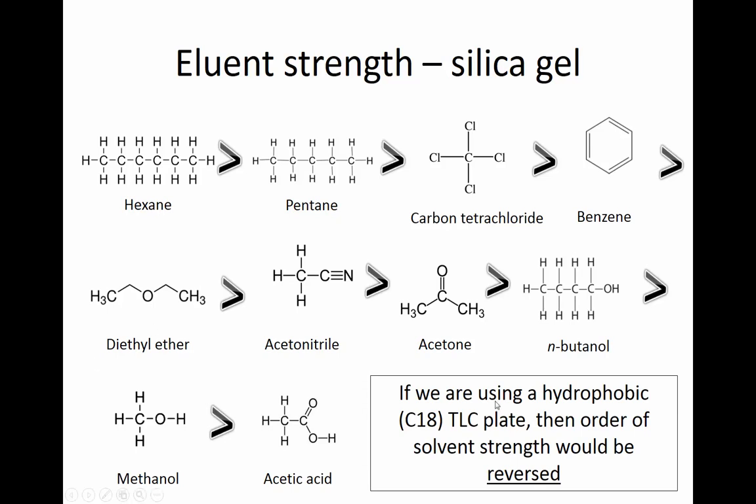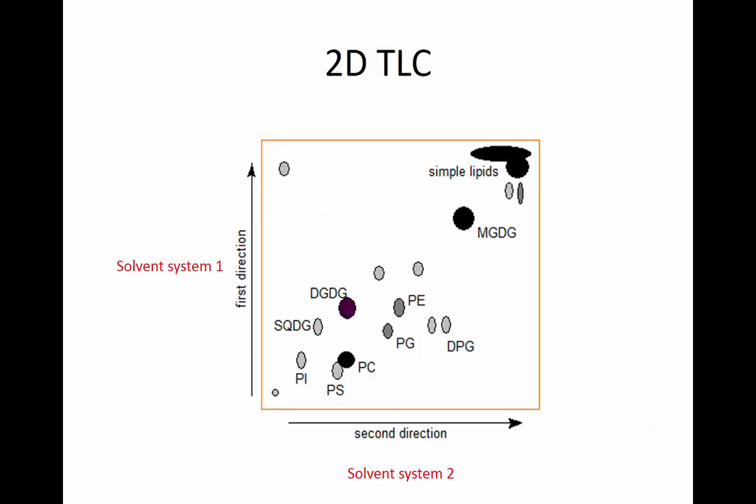Now, if we're using a hydrophobic plate, C18 let's say, then the order of solvent strength would be reversed. Now again, you don't necessarily want to use the strongest eluent here when you're doing separations, but maybe you want to have a little bit of it in there in the mixture. It depends on what you're trying to separate and how much you're trying to separate them. And again, I said this is all mainly trial and error in terms of TLC and picking a good solvent.